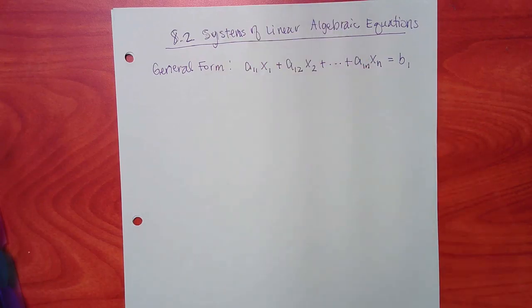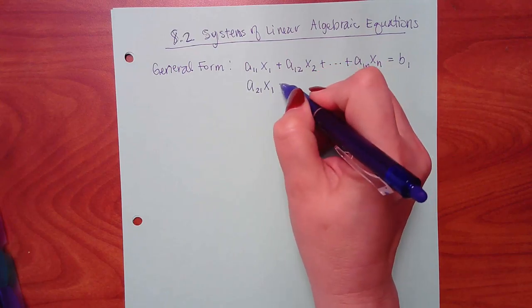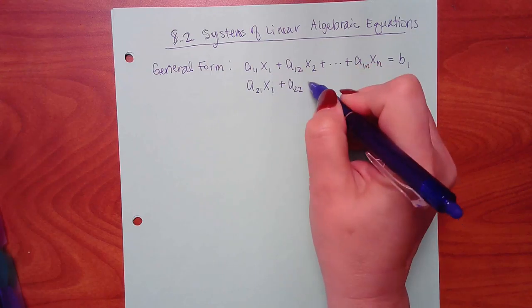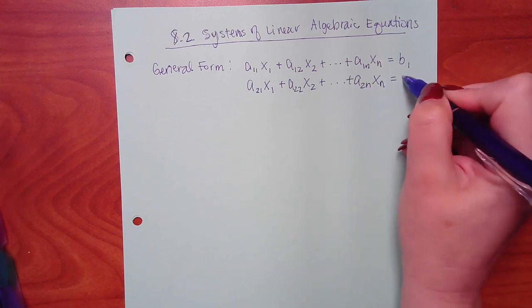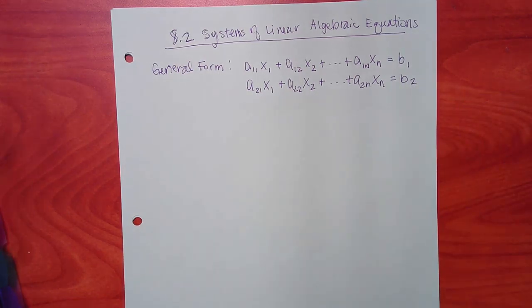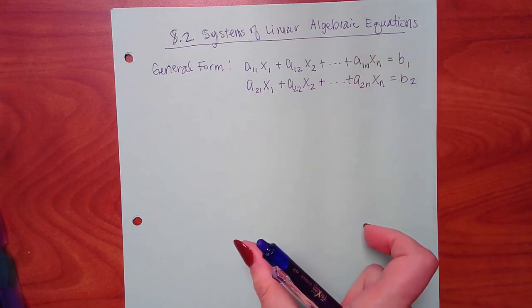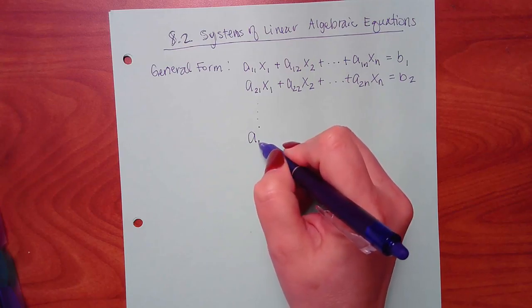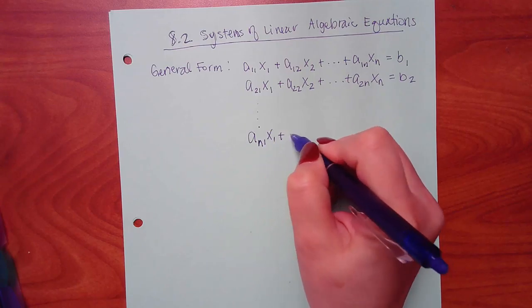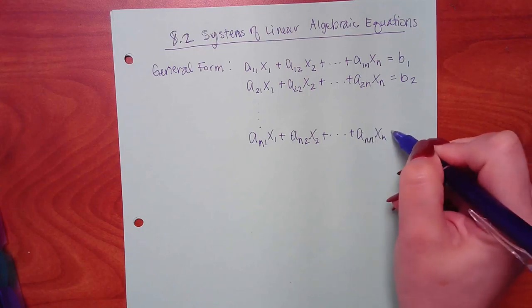Then if you have a system, that means you have more than one equation to solve at the same time, okay? Which means you're going to have another equation with, of course, its own coefficient, but it'll have the same variable here. It'll have another coefficient of this second variable, and it'll have another coefficient of the last variable, but again, equal to some constant. And then again, depending on how many variables you have, that's how many equations you should have, okay? So if I keep going down here, you should end up with something that looks like this.